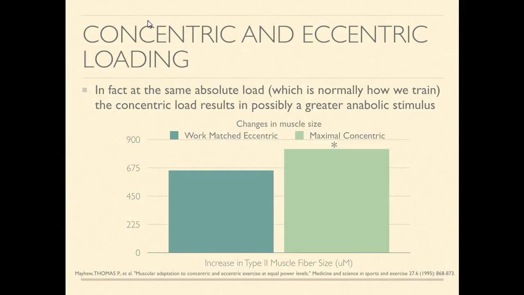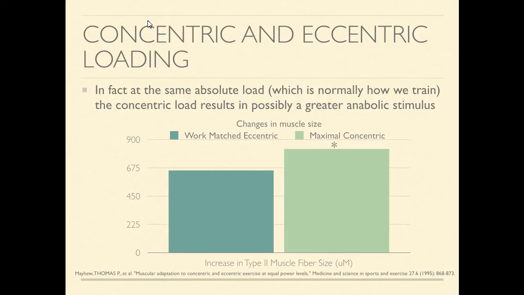We're looking here at changes in muscle size. This study actually controlled for tension, so they had a work-matched eccentric load to a maximal concentric contraction, and they only did eccentric versus concentric. Muscle fiber size increased more in the maximal concentric. Now, why is that important? Why would it increase more in the concentric when we all know eccentric is the most important?